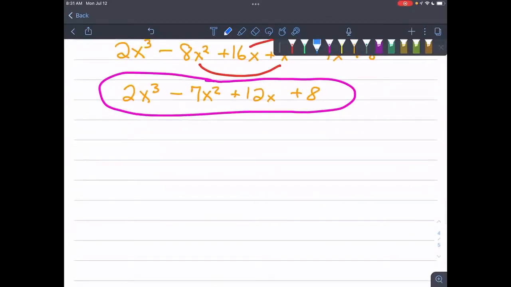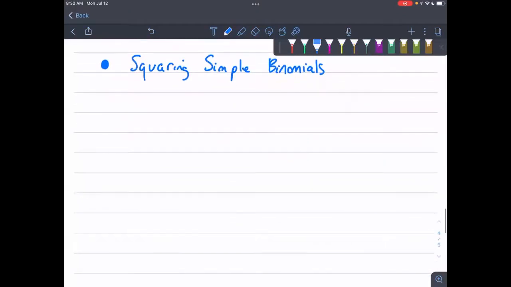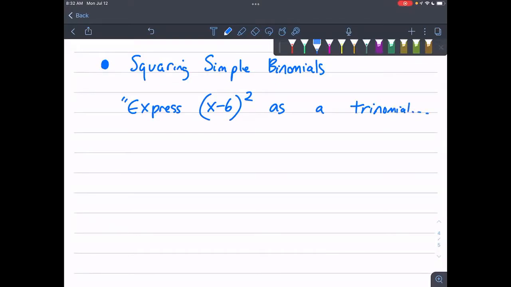Okay, I think that's a good enough number of examples on that one. Squaring simple binomials. So 2 more examples and then I'll let you guys work. Squaring simple binomials. Express x minus 6 squared as a trinomial. And then I think there's some more words after that.